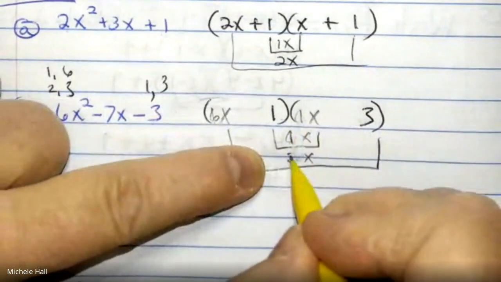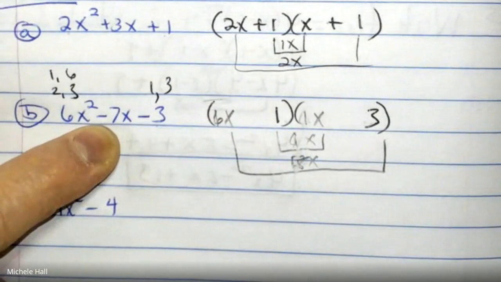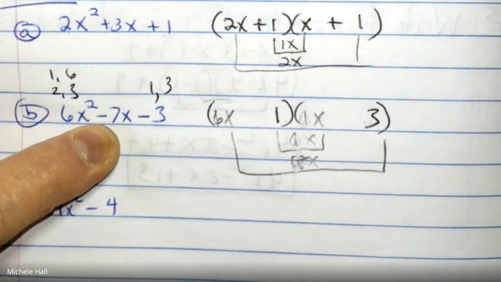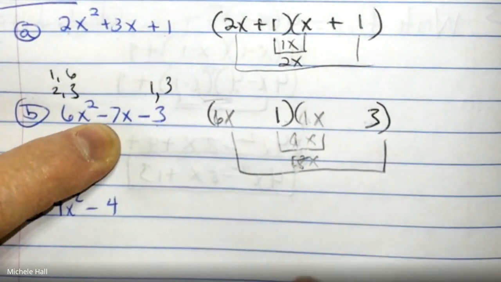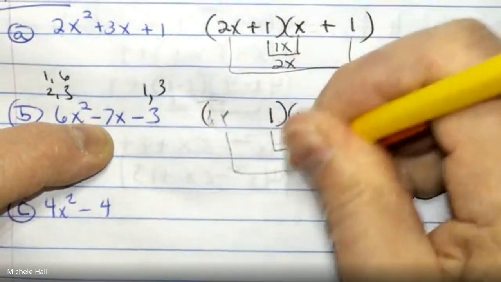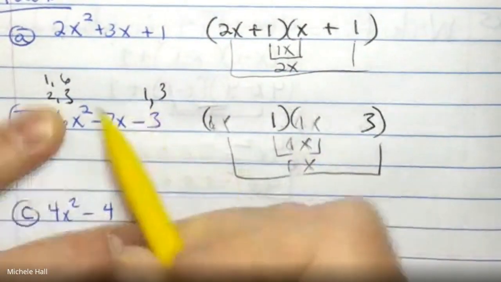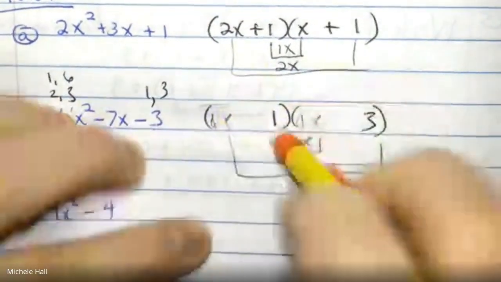6 times 3 is 18. And will 18 and 1 ever add to my middle term of 7? That means I'm done with the 1 and 6 completely. I chose that one because I knew that wasn't going to work. I wanted to show you how to do a guess and check. So now I'm going to put 2 and 3 in there. 2x and 3x.